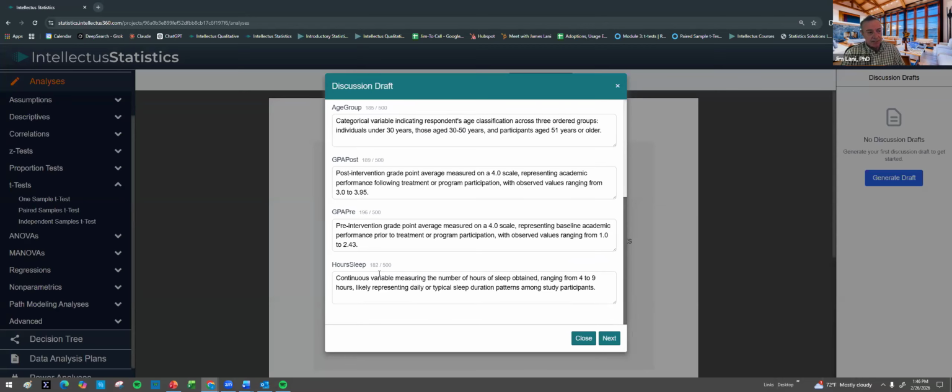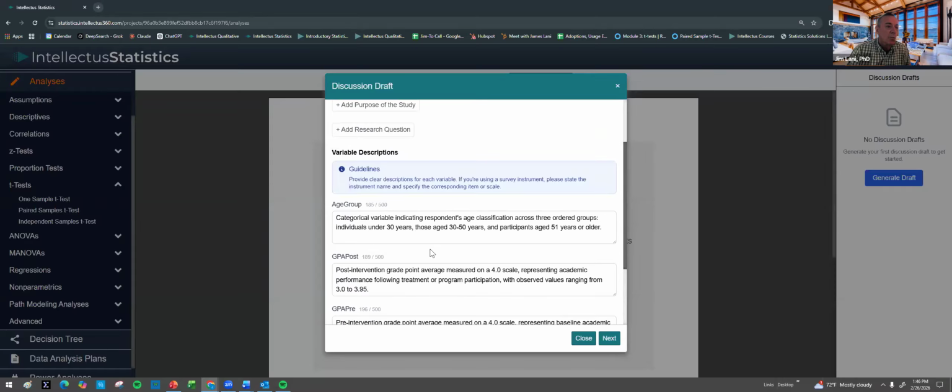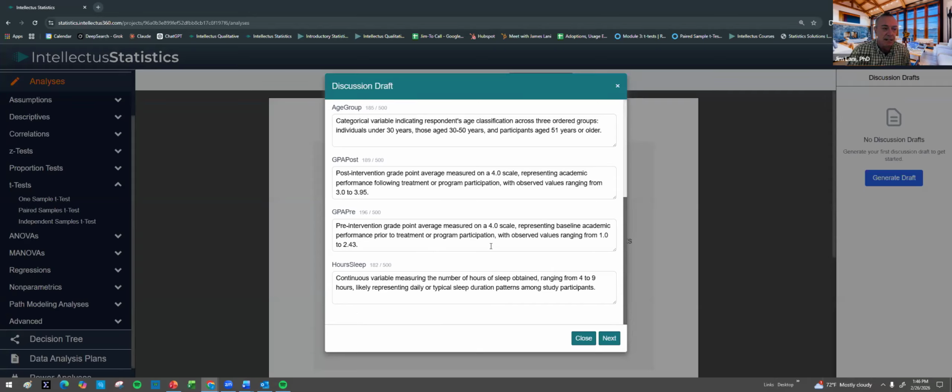But this may be different. So this may not be hours of sleep obtained during the week, during the night, last month. So you want to be very specific here. Sometimes I look at burnout scales, and EE is employee engagement when it should be emotional exhaustion. So the AI has done the best job it can to figure out what those variables are.